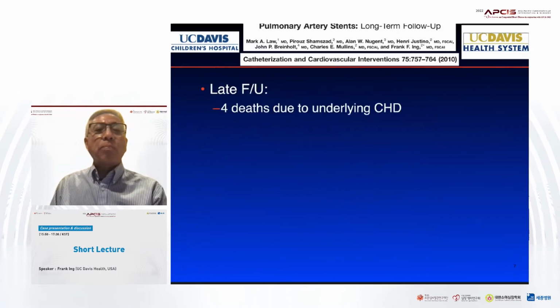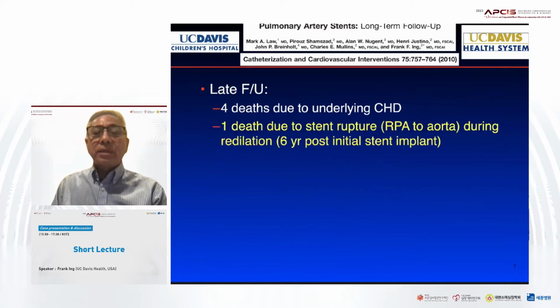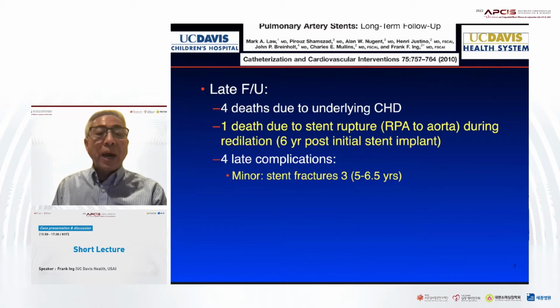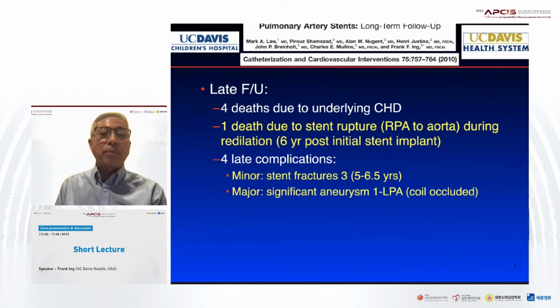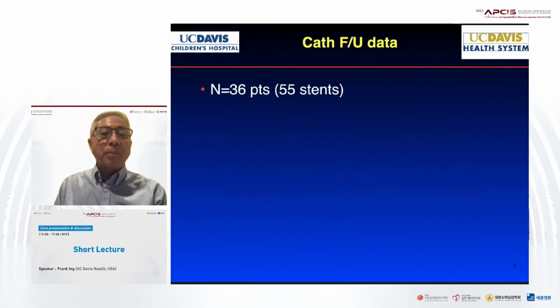This is the late follow-up data. There were 4 deaths due to the underlying congenital heart disease itself. One death happened as a result of the reintervention, where a stent had ruptured or created a communication to the RPA. This happened in a detransposition with a Lecompte maneuver, and we know that that's a possible complication when we further dilate these types of patients. So we should always have a covered stent available for this. Back then, we didn't have that. There were 4 late complications, 3 minor ones, and stent fractures. I showed you one of them, and a significant aneurysm in one of them after dilation.